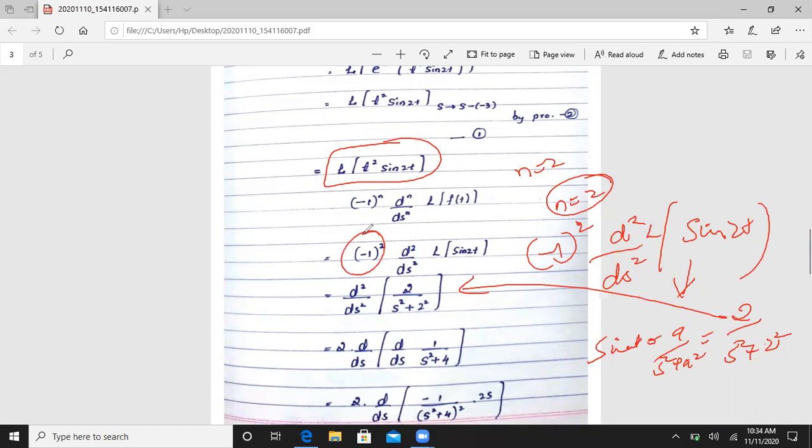So minus 1 to the power whole square becomes plus 1, so I will neglect this. So d square divided by ds square into Laplace transformation of sin 2t. This is 2 divided by s square plus 2 square. Here 2 is a constant value, you write it outside: 2 into d divided by ds. Here you have to do double differentiation, so you will write it separately. Differentiate with the first term and then differentiate a second time. So this function we will write as 1 divided by s square plus 4.